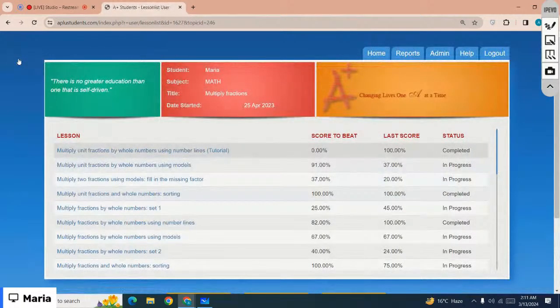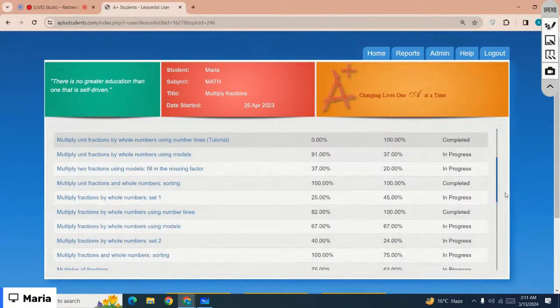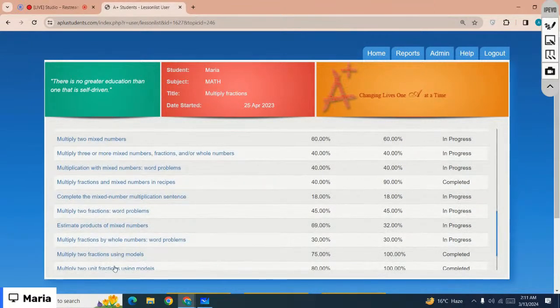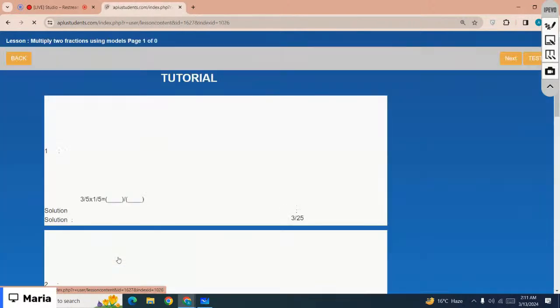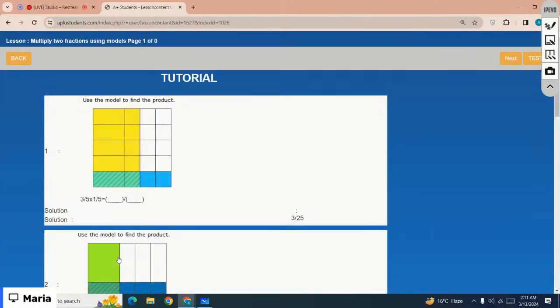The next lesson is multiply two fractions using models. Let's see how we multiply using models. You are given a model, you understand the model, and then we multiply. Use the model to find the product. You have to find the product of 3 by 5 and 1 by 5.